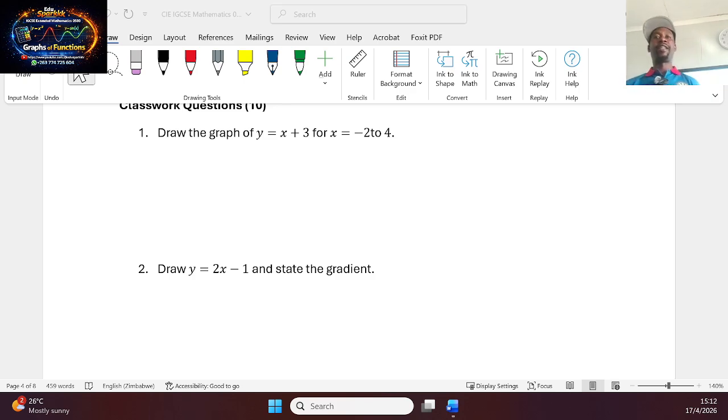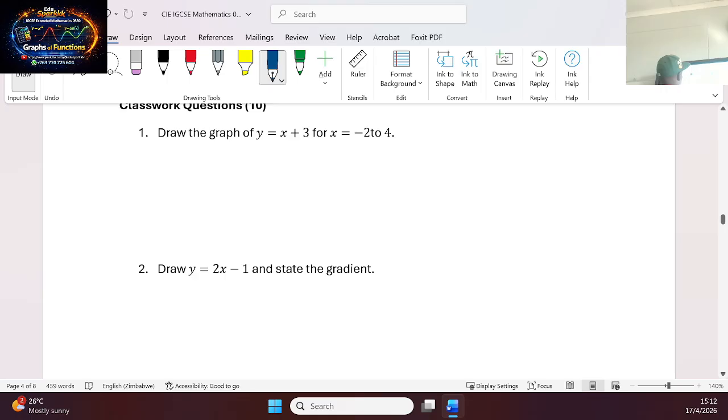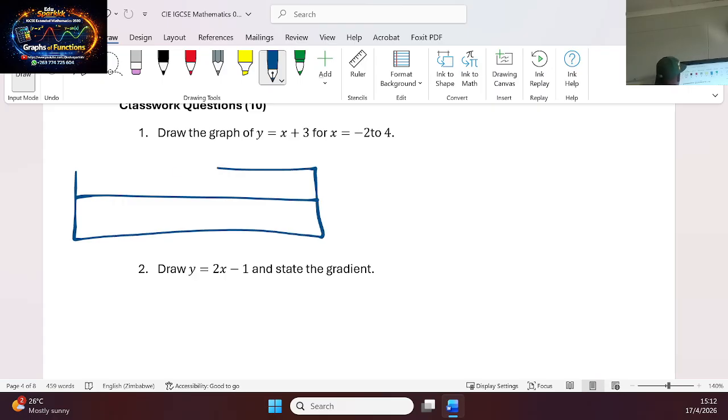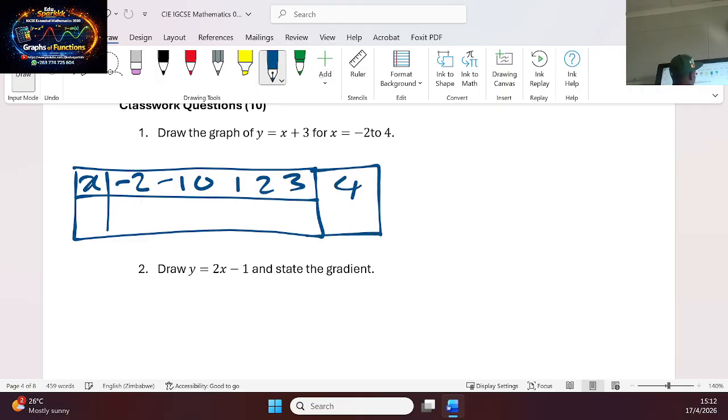Okay, following the previous discussion on graphs of functions, let's see if we can go through these 10 problems together. Here we're interested in drawing a graph of a function y equal to x plus 3. So our x is running from negative 2 to 4. So I'll say x here minus 2, minus 1, 0, 1, 2, 3. I'll put my 4 there and check the corresponding y values that we'll get.